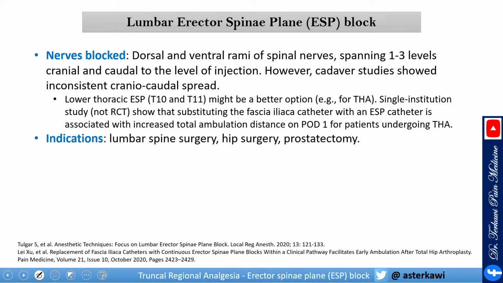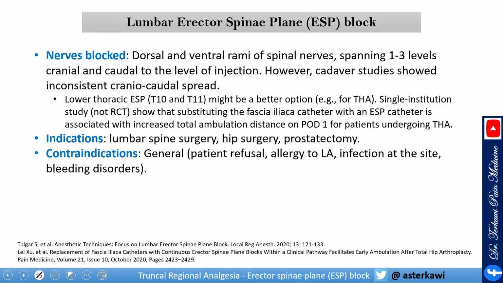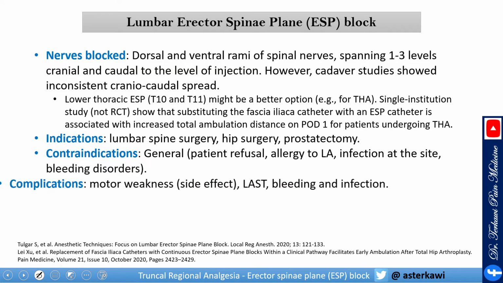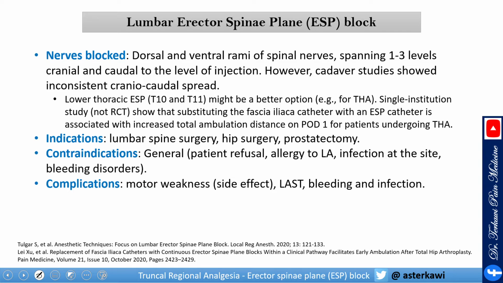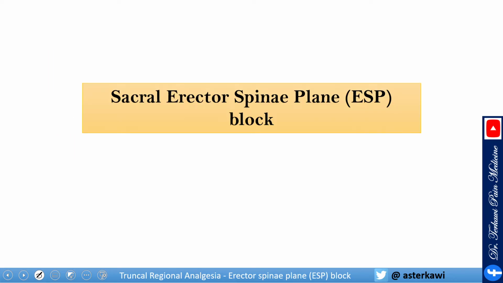So indication: lumbar spine surgery, hip surgery, prostatectomy. Contraindication, like general contraindication for these blocks, and complication: motor weakness. It's a side effect because you are close to the lumbosacral plexus. And bleeding and infection. Finally, let's talk about the sacral erector spinae plane block.